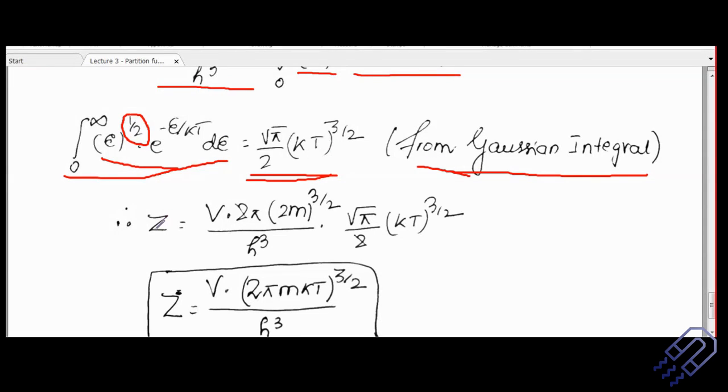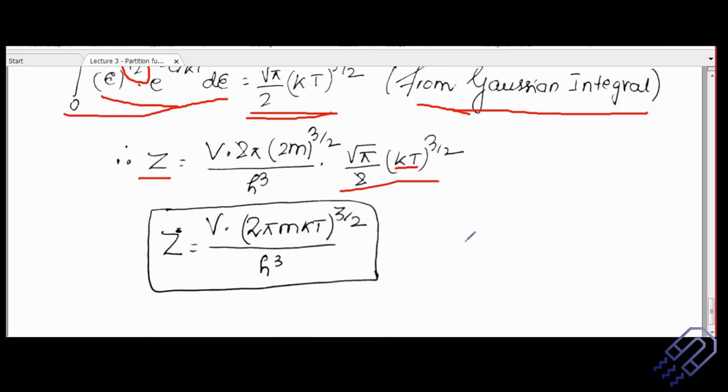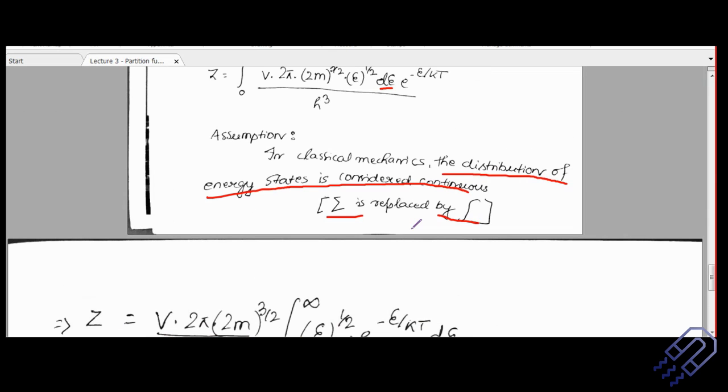Then we can say Z is equal to V into 2 pi 2m to the power 3 by 2 divided by h cubed, and this term. We cancel 2. There is a pi and a root pi, so pi into root pi gives pi to the power 3 by 2. Here we also have kT to the power 3 by 2, so we put it inside the bracket and combine everything. It is V into 2 pi m kT whole to the power 3 by 2 divided by h cubed. This is the partition function of the gas molecule.